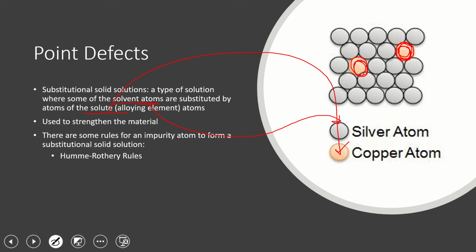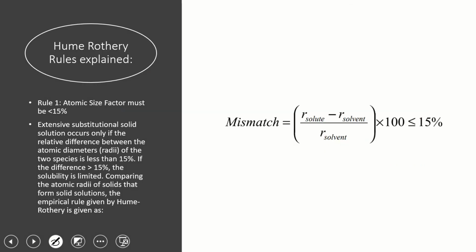In many cases, this type of defect is used to strengthen the material. Later, we're going to look at the formation of steel, and that's through adding impurities to the material. And this is one type of impurity. Now, there are some rules for an impurity atom to form a substitutional solid solution, and those are called the Hume-Rothery rules. Now we're going to look into each one of them.